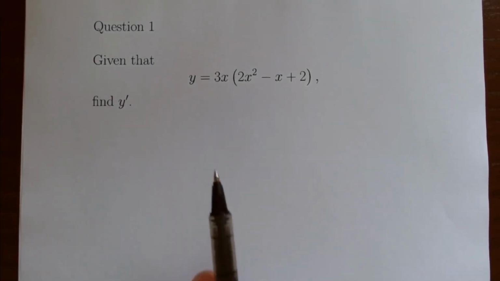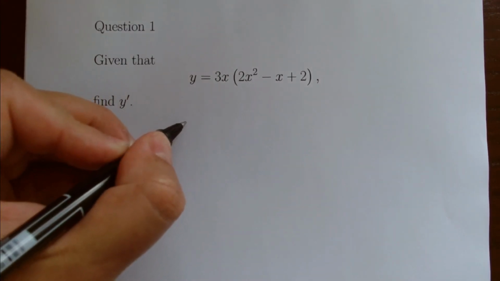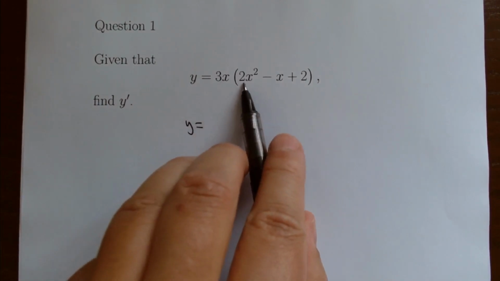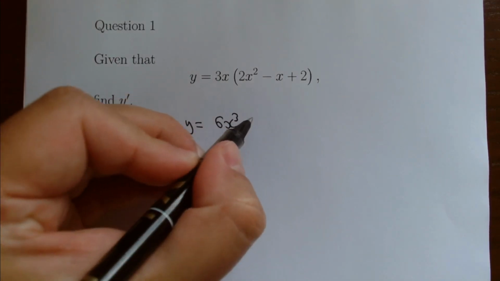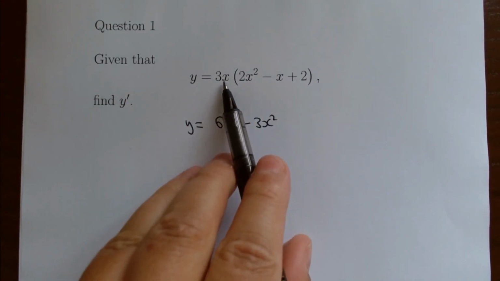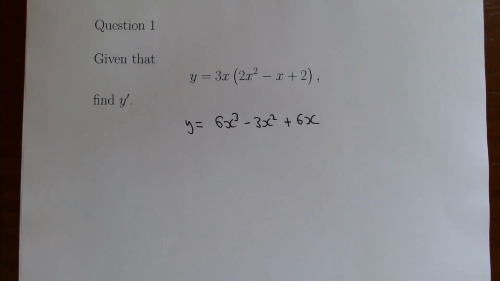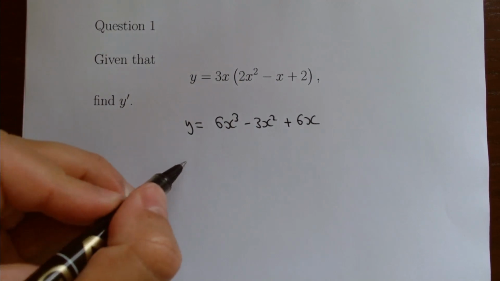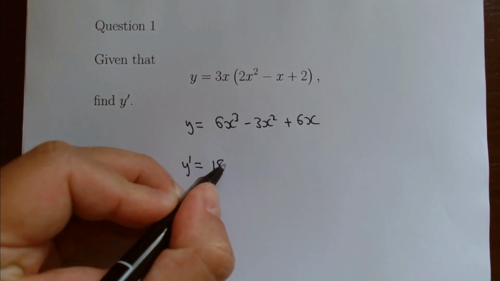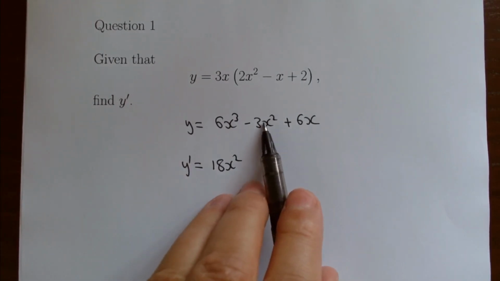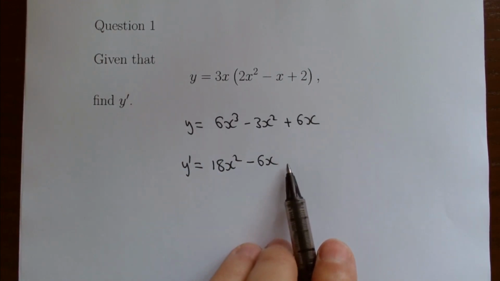Okay, question number 1. We begin by expanding the brackets first. So y equals 6x cubed minus 3x squared plus 6x. Okay, and now we can differentiate it term by term. So y dash is 18x squared. That becomes minus 6x, and the 6x becomes a 6.